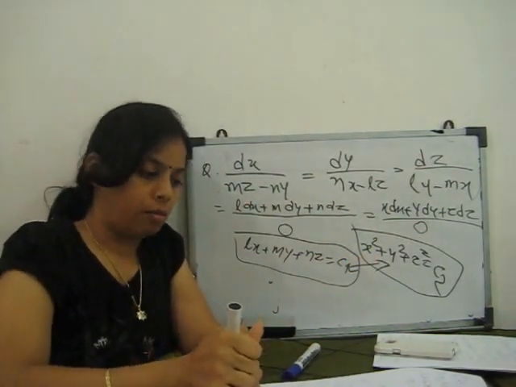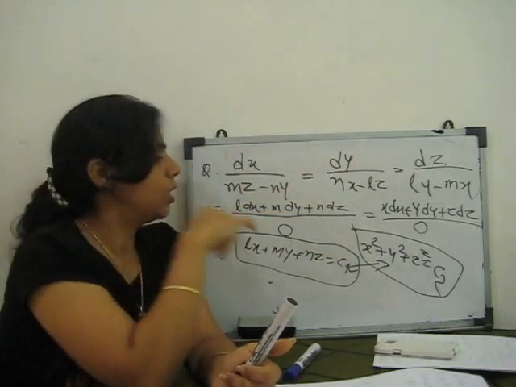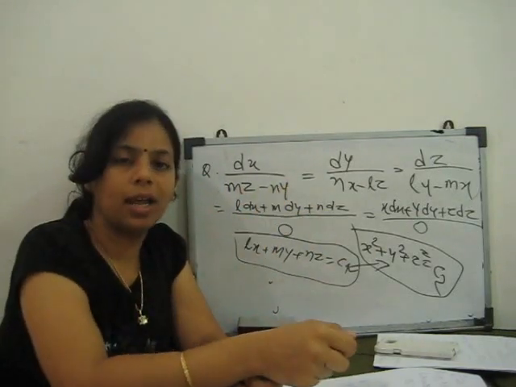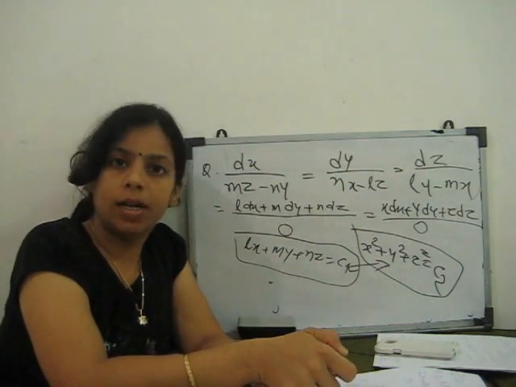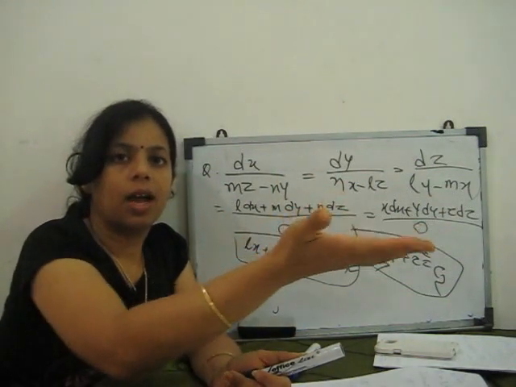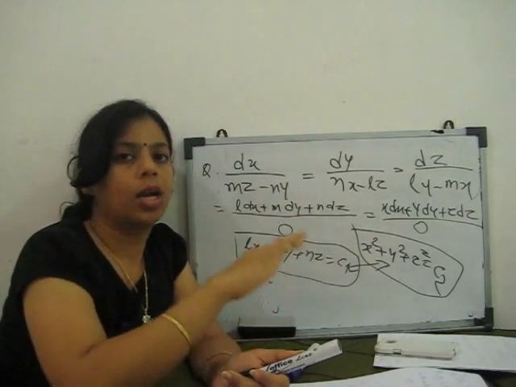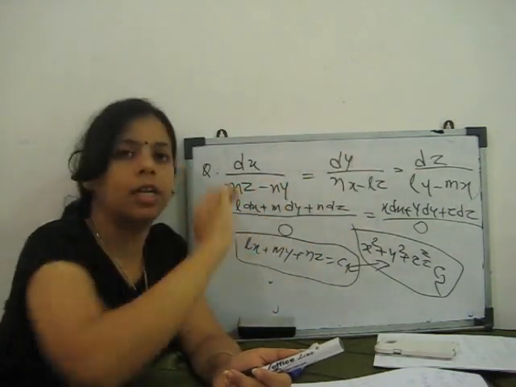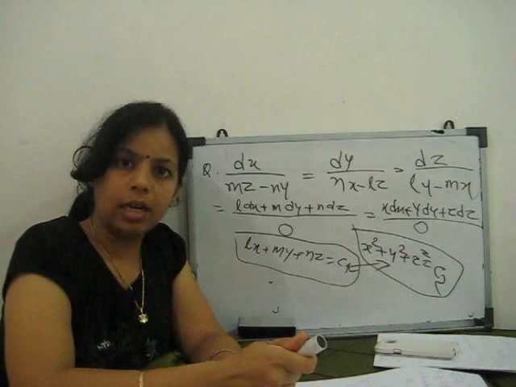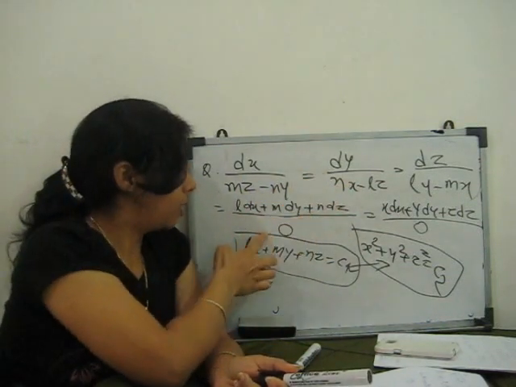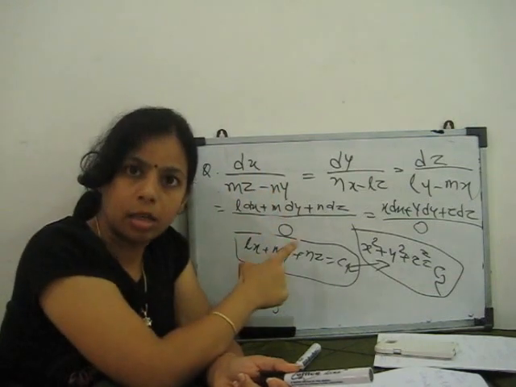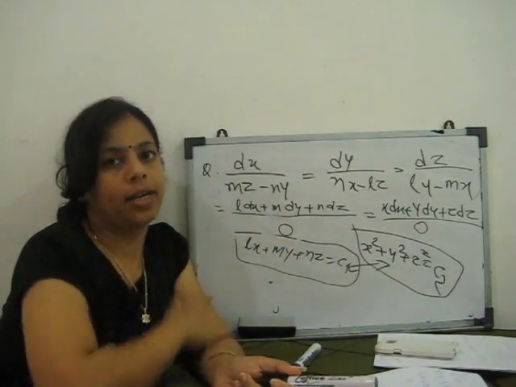So in many cases, it is not necessary to multiply l, m, n or x, y, z. Sometimes we have to multiply some constant value like 1, 2, 3, or 1 x y, 2 x y, or anything like that. You have to watch the denominator and decide what multiplier is suitable here, so that our denominator reduces to either 0 or an integrable form.